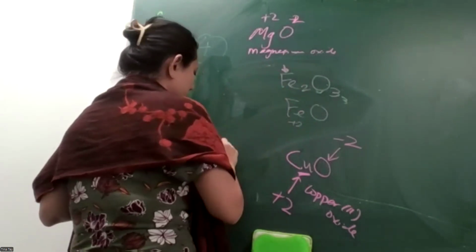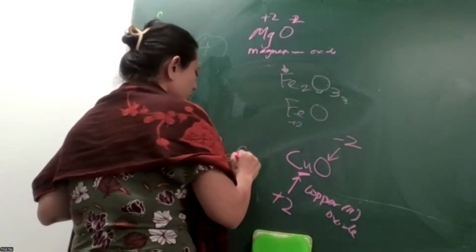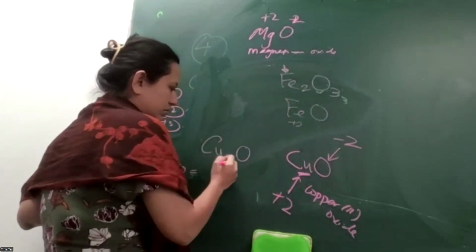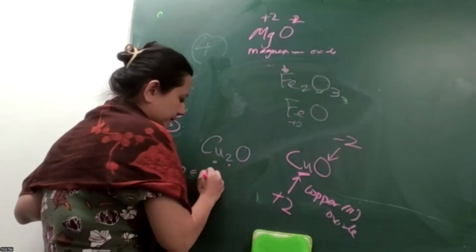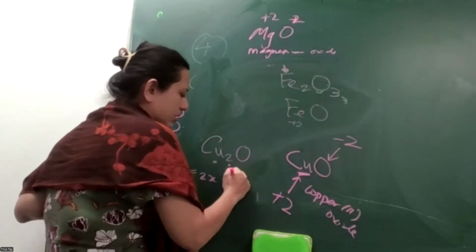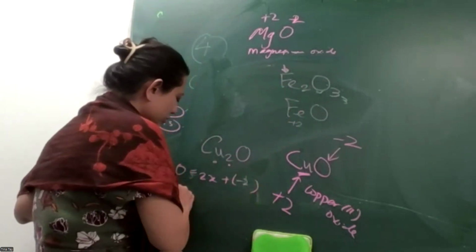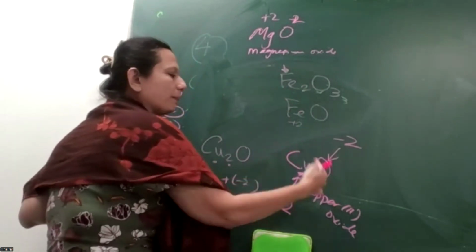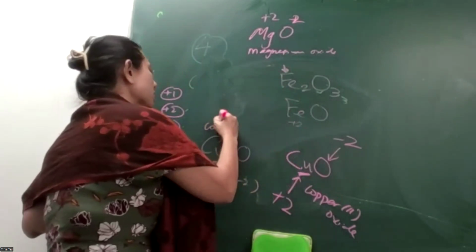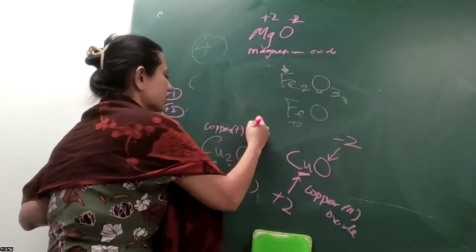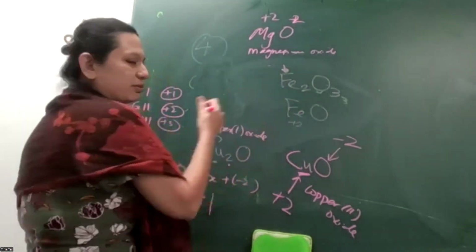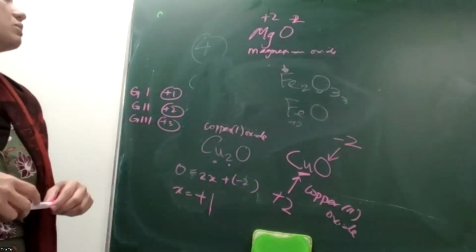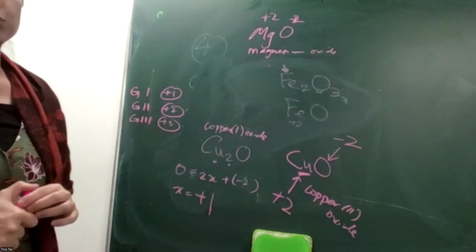What if I wrote Cu2O? Total equals to 0. 2 copper, oxygen -2, so copper is +1. So this is called copper 1 oxide, and the other one is called copper 2 oxide. So you see, there's various oxidation states. So that is the laws that we have to follow.